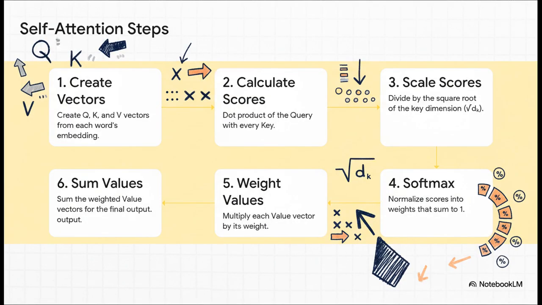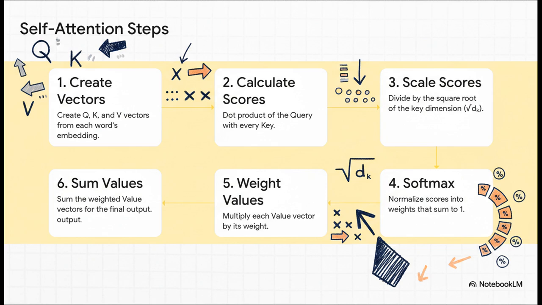Okay, so here's the core calculation in 6 steps. First, you take the query vector for the word you're focused on, and you compute its dot product with the key vector of every other word. That gives you a raw similarity score. Step 3 is super important for training. You scale those scores down by dividing by the square root of the dimension of your key vectors. This just keeps the math stable.